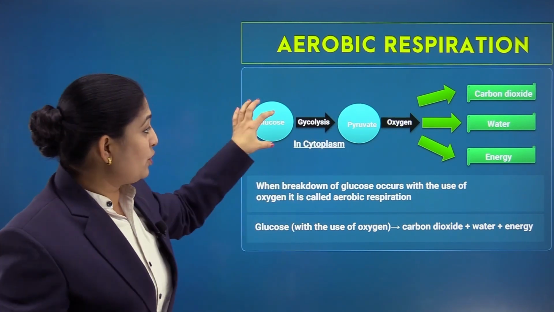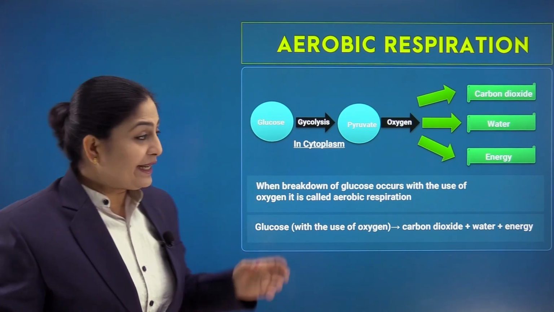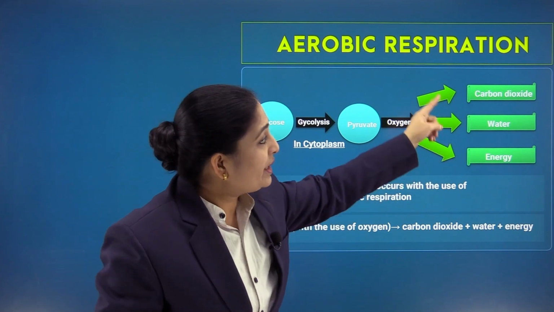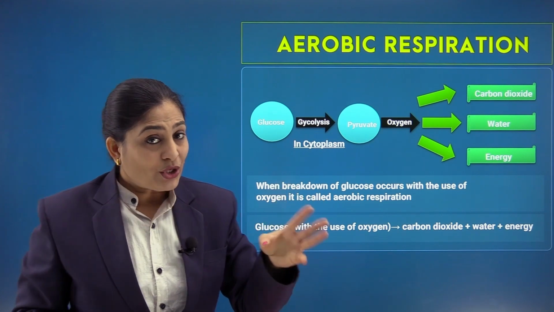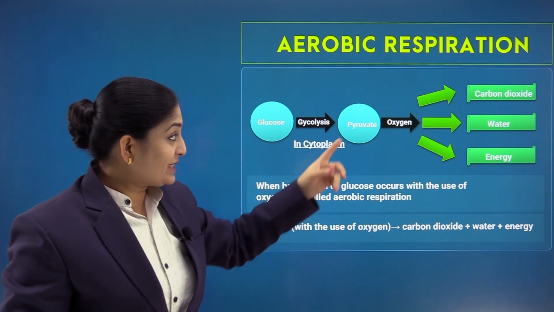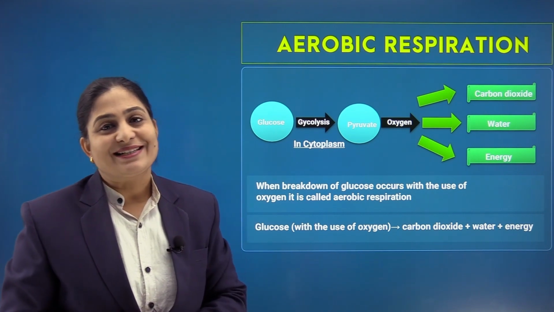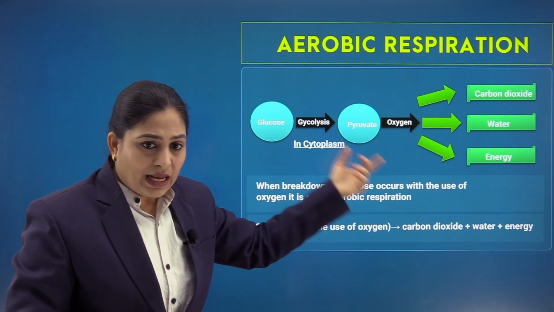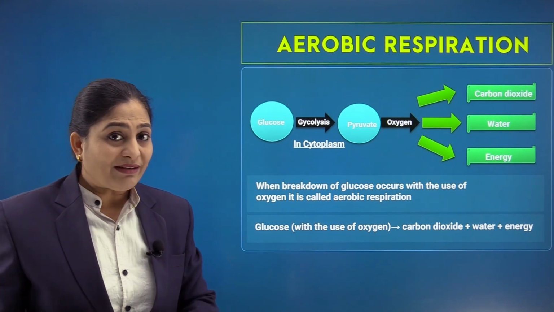So basically the glucose, which is the food produced by plants during the photosynthesis process, decomposes by the process of glycolysis into pyruvate. In the presence of oxygen, it forms three important byproducts: carbon dioxide, water and energy. So this is how we get energy from the breakdown of food, and if this process takes place in the presence of oxygen, in the presence of air, we call it aerobic respiration. So when the breakdown of this food, here glucose, occurs with the help of oxygen, we call it aerobic respiration. So how can we write the reaction?